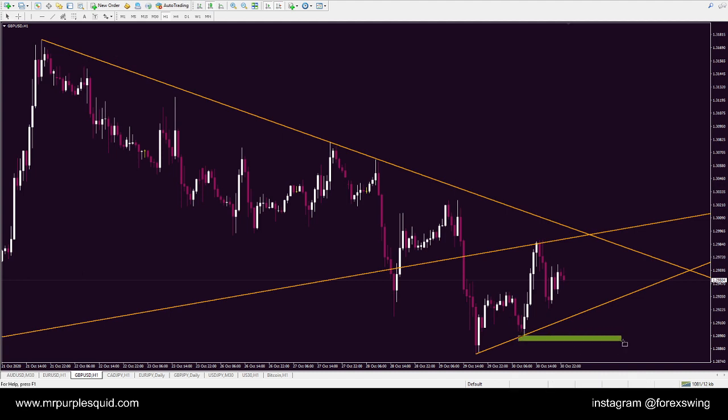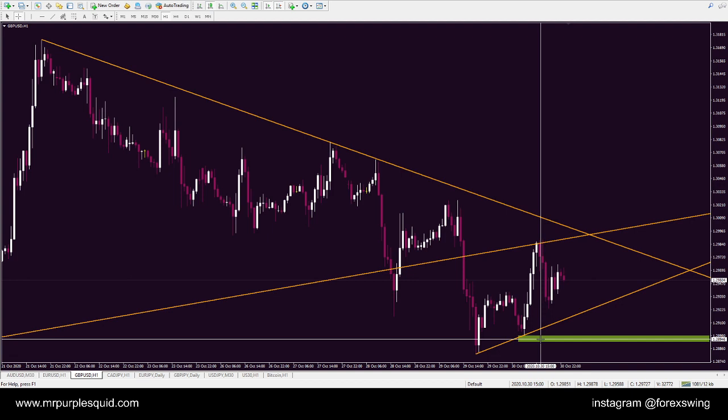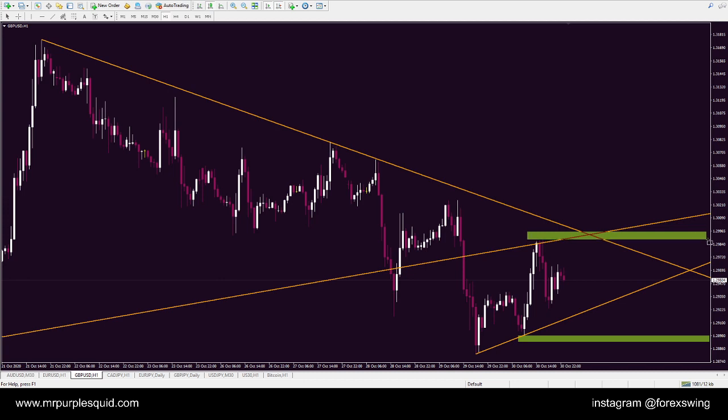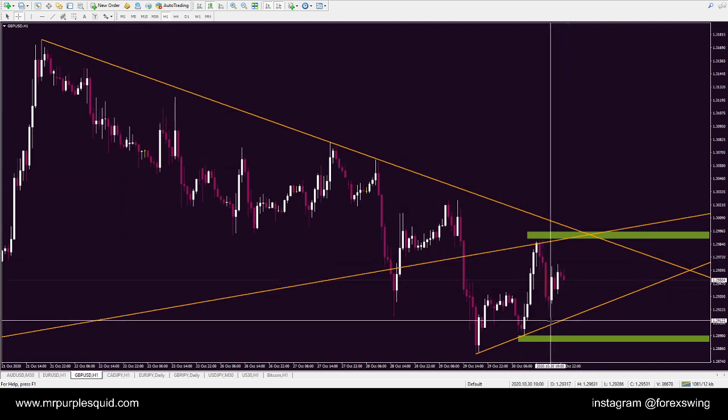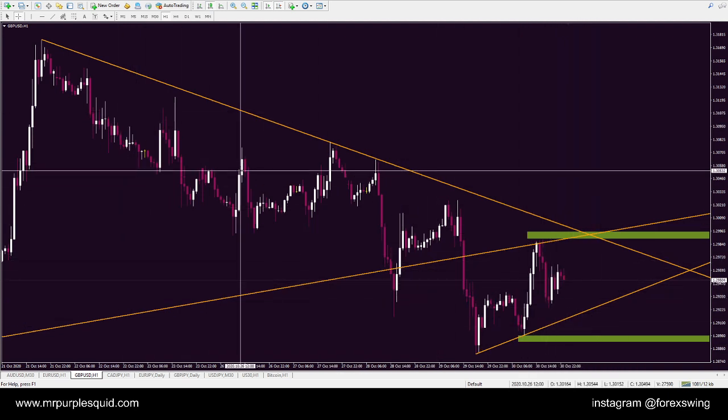I'm comfortable taking a break of this low. So if I get a strong break of this low, I would sell. And also, if I get a strong break of this high, I would buy. And then I know you guys would probably be thinking, why would I actually be looking for a buy in this bearish trend, right? And I'll show you why.